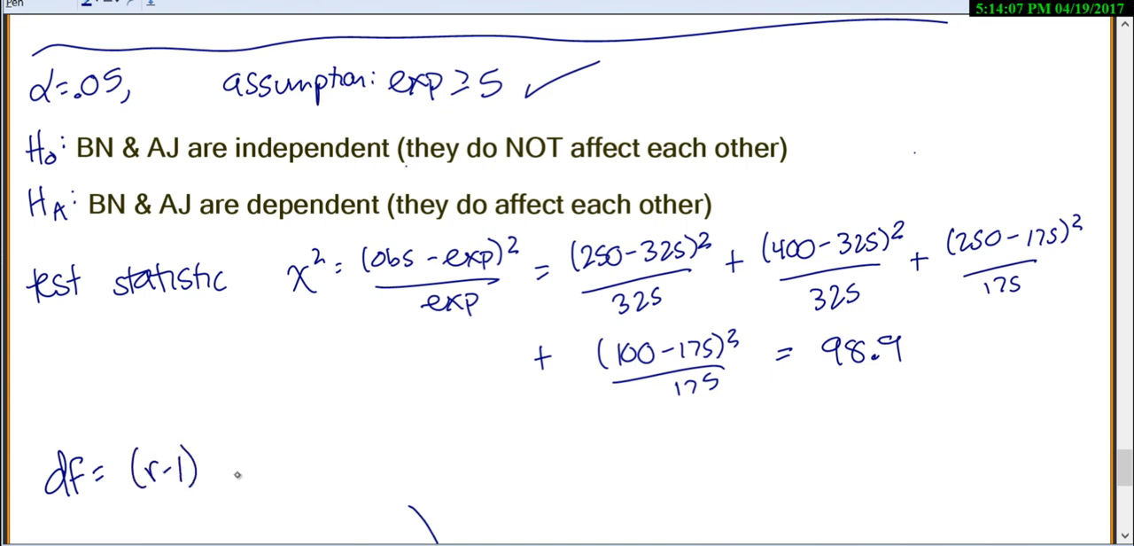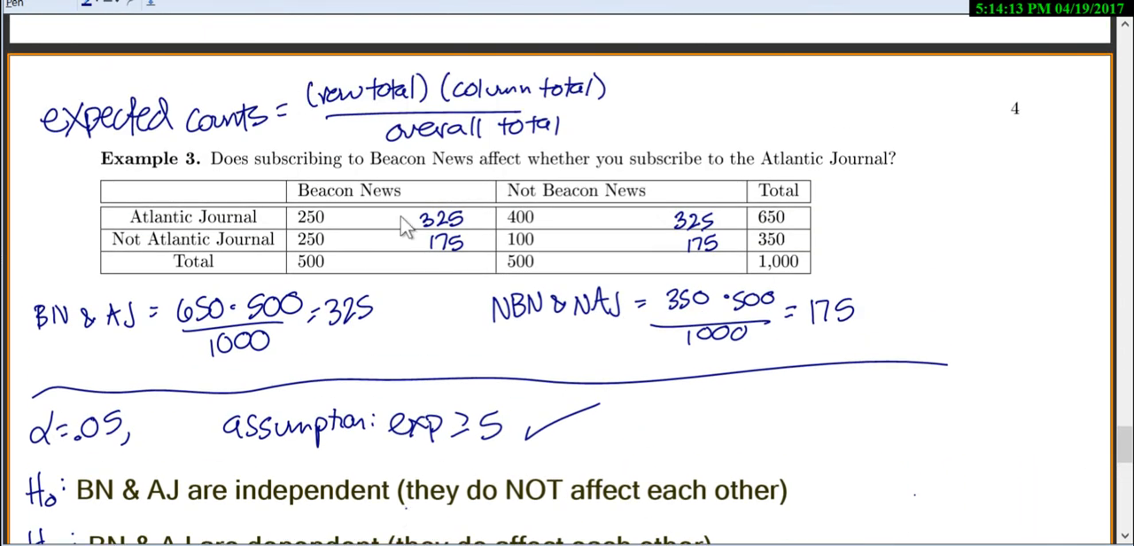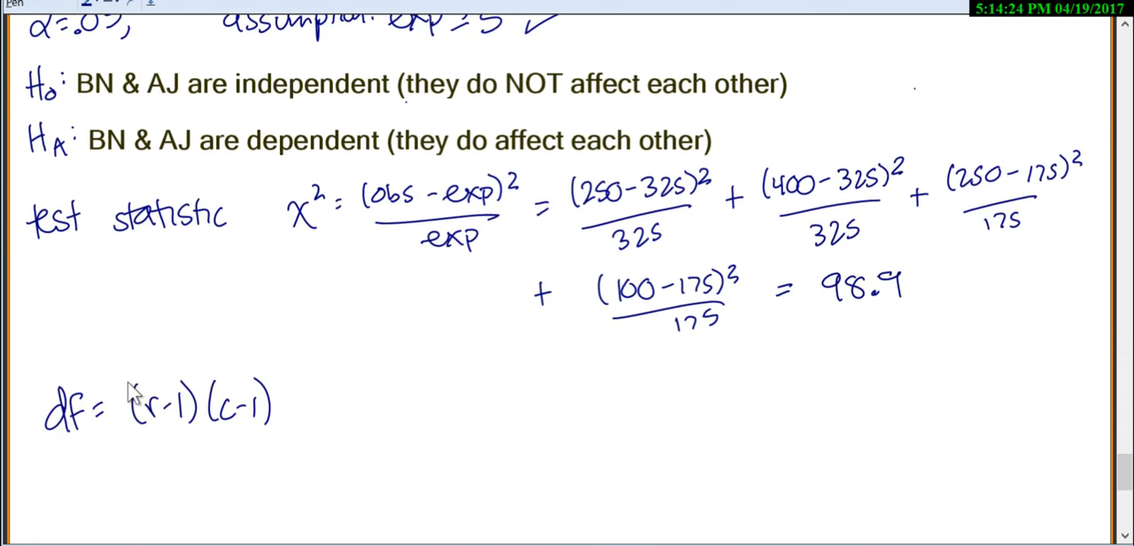Degrees of freedom is r minus 1 times c minus 1. So remember, number of rows and number of columns is what those stand for. So this one looks like it has 2 rows and 2 columns. We don't count the actual total rows and columns. So we have 2 minus 1 times 2 minus 1, which just gives me 1.